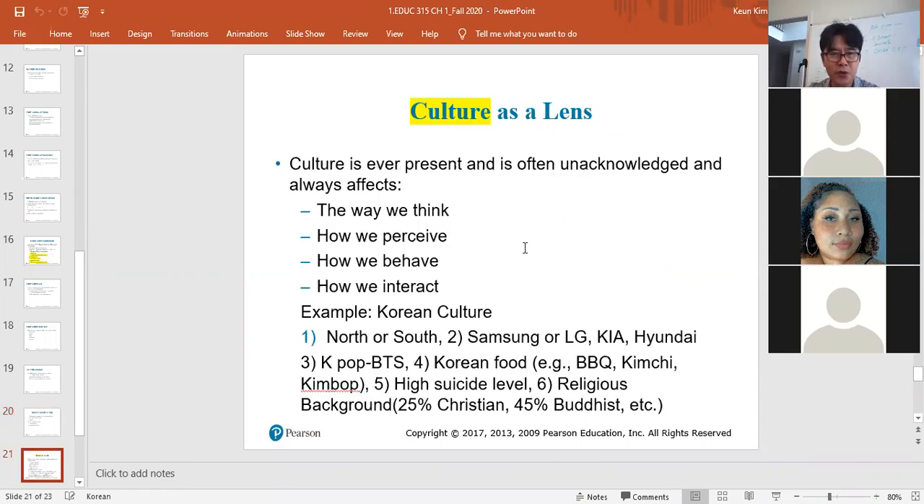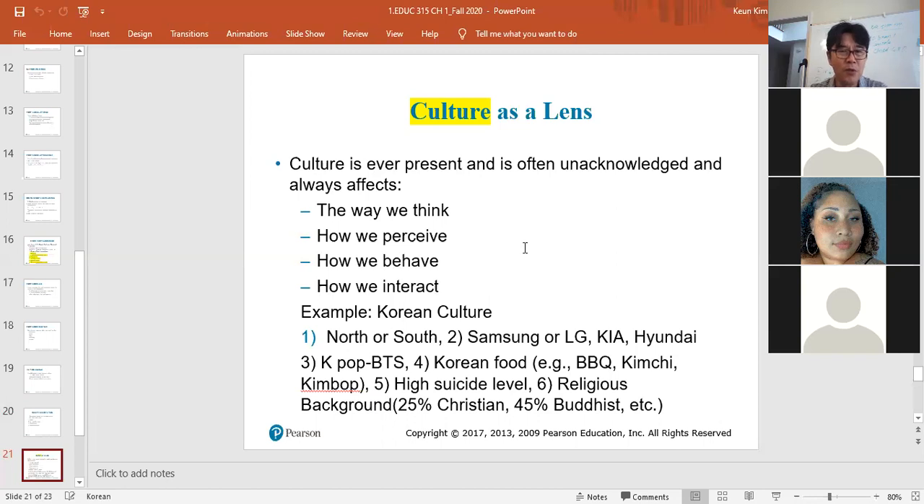Okay, and culture. We have to define what is my own definition of culture. So culture is ever present and often unacknowledged, and always affected by what we think, what we perceive, how we behave, and how we interact. Even food, music, and art are a part of culture too. Religious background and ethnic background are also a part of culture. So culture is the context of our lifespan.